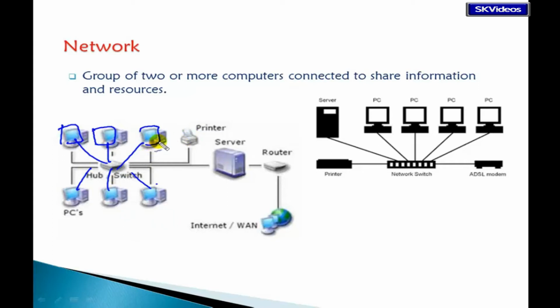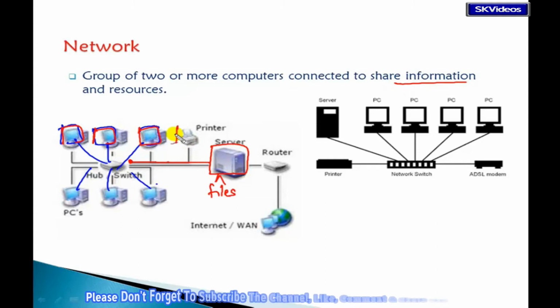Now information means, maybe you have a server here, and this server is connected in the LAN or in the network, where you have all the files, the web files, or some information stored on a centralized server. And we want to ensure that all the users connected in the LAN are able to access the files which are present on the server. So that's what we call information or resources.